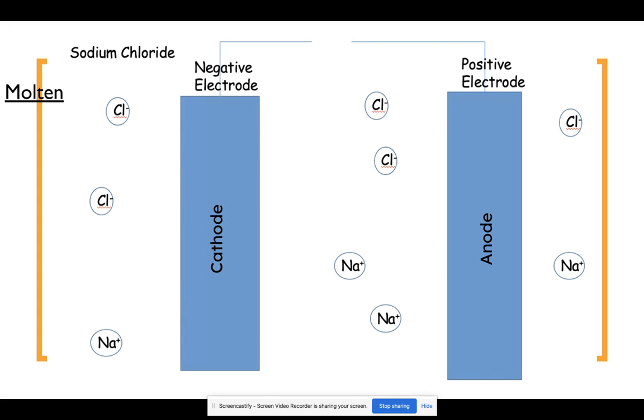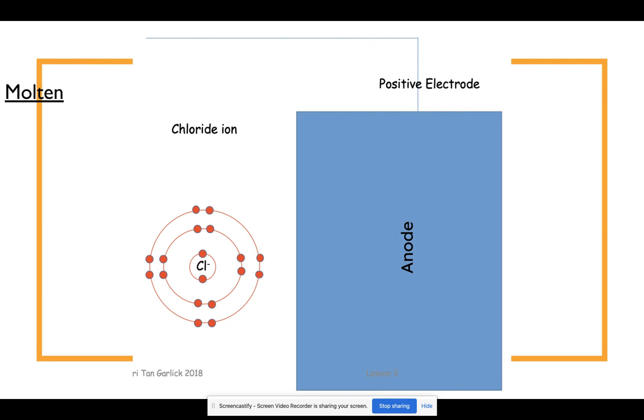So here is a very rudimentary little animation for you to look at. You've got your sodium chloride, and your sodium chloride has been broken up into its two ions, Na+ and Cl-, due to the current present in this cell. You can see that you have your negative electrode, the cathode, and your positive electrode, the anode. So your chloride ion is going to head towards that positive anode.